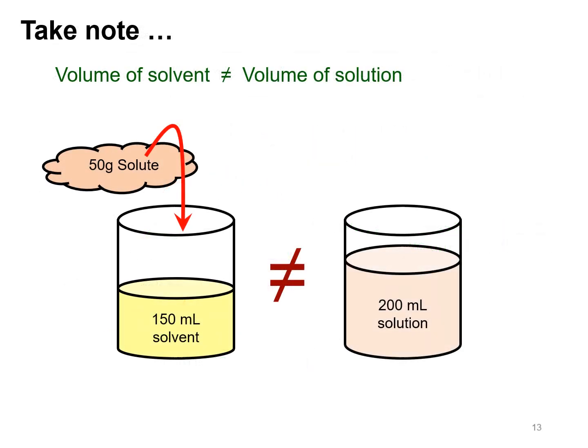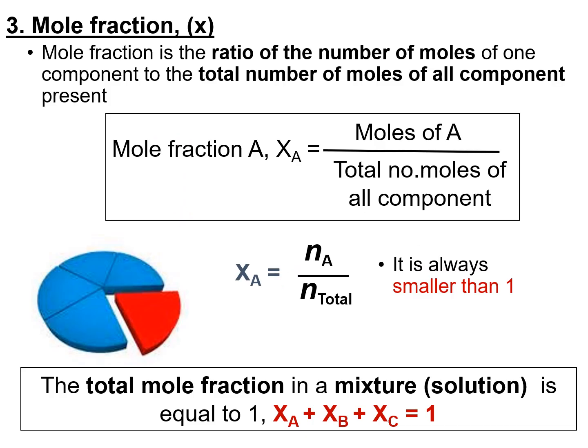Another thing that you need to know is volume of solvent tak sama dengan volume of solution. Contohnya dalam solvent, you ada 150 ml, you campurkan dengan 50 gram of solute, makanya solution kamu punya volume of solution jadi 200 ml. So tak sama kan? So that's why volume of solvent tak sama dengan volume of solution.